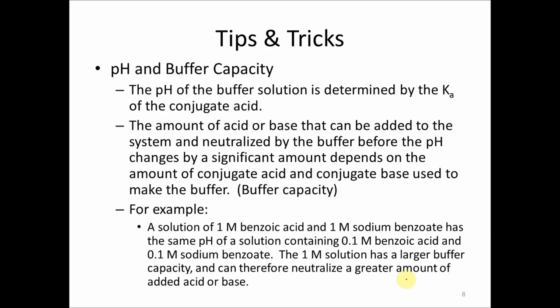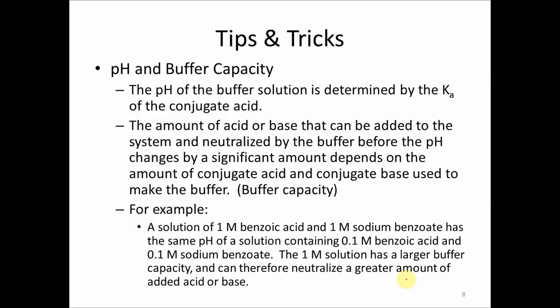I'd also like to tell you a little bit about pH and buffer capacity. The pH of a buffer solution is determined solely by the Ka of the conjugate acid. The amount of strong acid or strong base that can be added to the system and neutralized by the buffer before the pH starts to change by a significant amount depends on the amount of conjugate acid and conjugate base used to make the buffer. This is known as the buffer capacity.